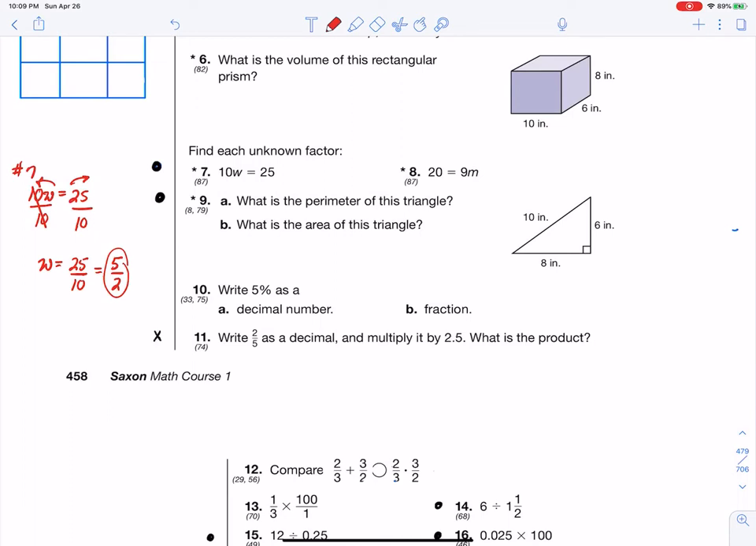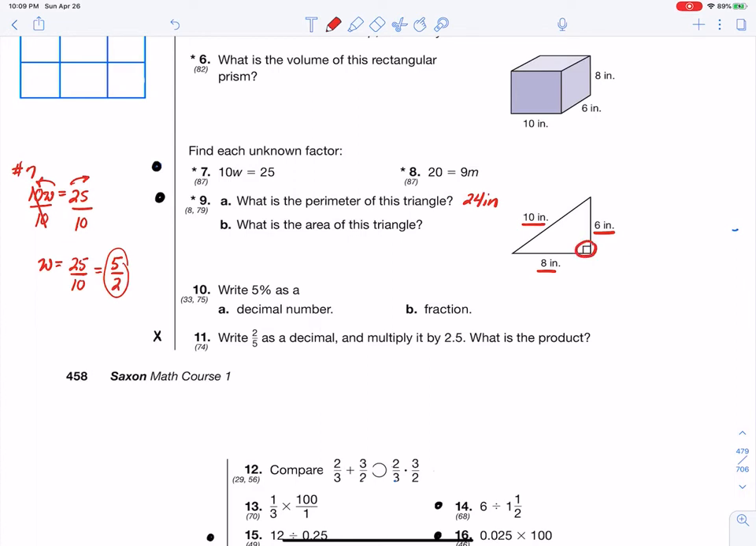Going on to number 9, it says, what's the perimeter of this triangle? That means I have to take out all the sides and add them up. So 10 plus 8 would be 18, plus another 6 would be 24. So that's 24 inches.